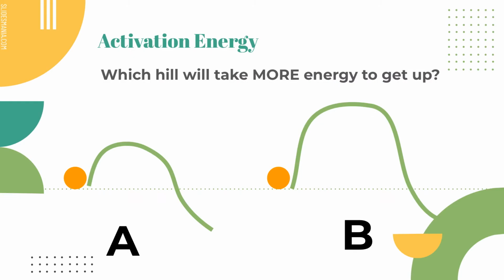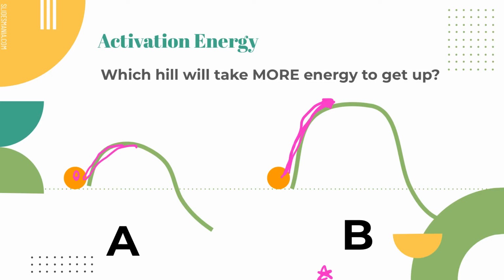So think about this question. Which hill would take more energy to get up? So if you guessed B, you'd be correct. B would take more energy, and in that regard, it would take more time for you to push that ball up the hill, because it's a steeper hill and it takes more energy to push that ball up the hill. Whereas in A, it's a tiny hill, it still takes energy, but it doesn't take as much as compared to hill B.